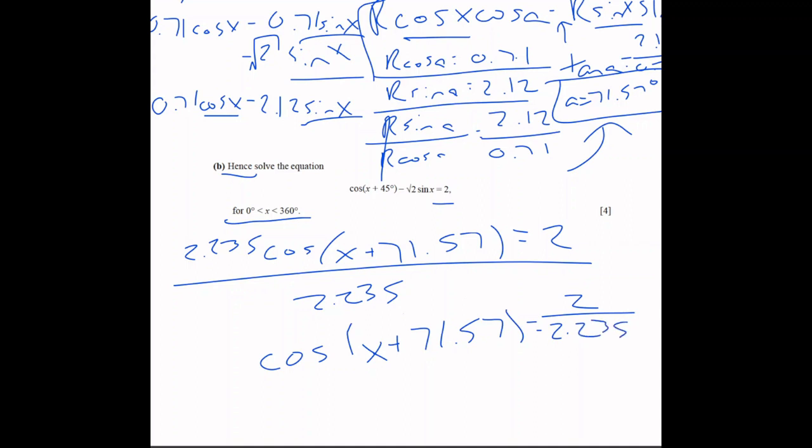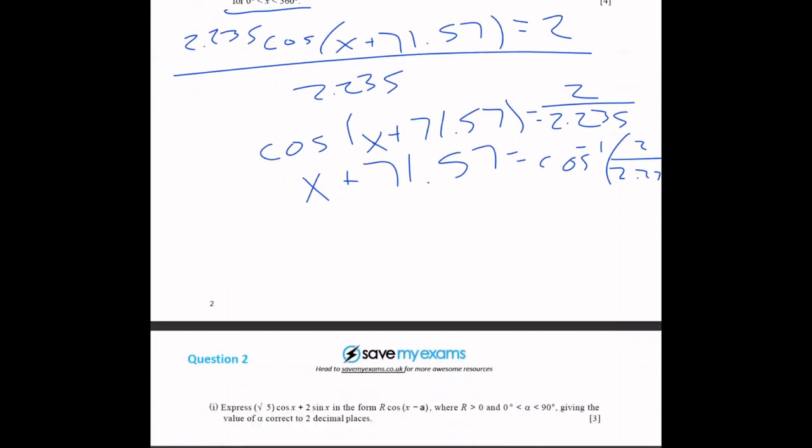Then I'm going to take the inverse cosine on both sides. So inverse cosine 2 over 2.235. Sorry, my numbers are getting a little messy there. And now I'm going to solve for what that inverse cosine value is by putting it in my calculator. So I get that it was 26.51. X plus 71.57 equals 26.51.